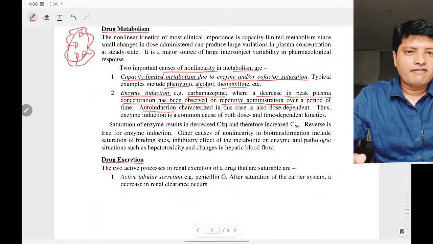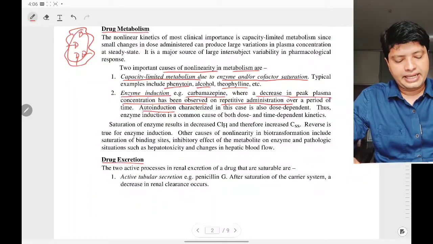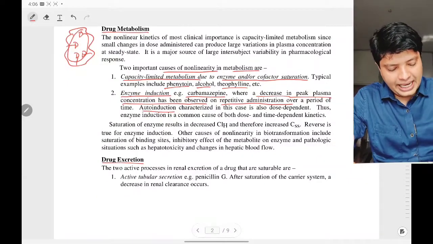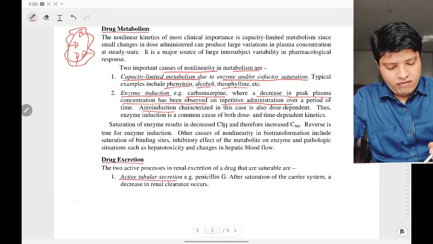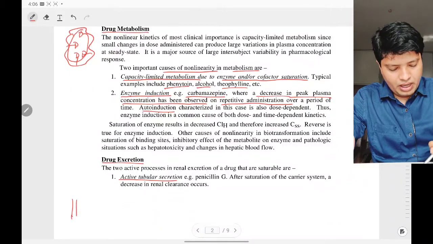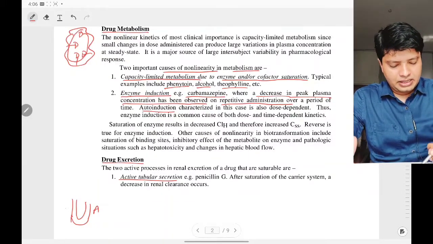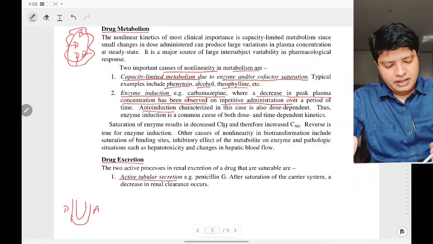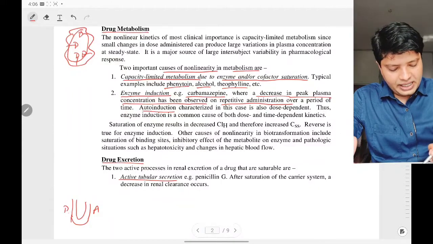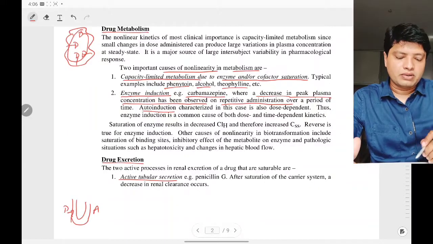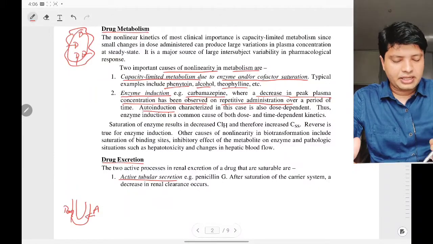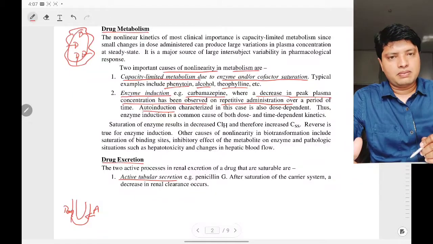Next is excretion. What are the sources of non-linear pharmacokinetics in excretion? What are the reasons for this? It is active tubular secretion. We have the ascending tubule and the descending tubule. This is ascending, this is descending tubule. So what happens here? The drug is actively secreted into the kidney.